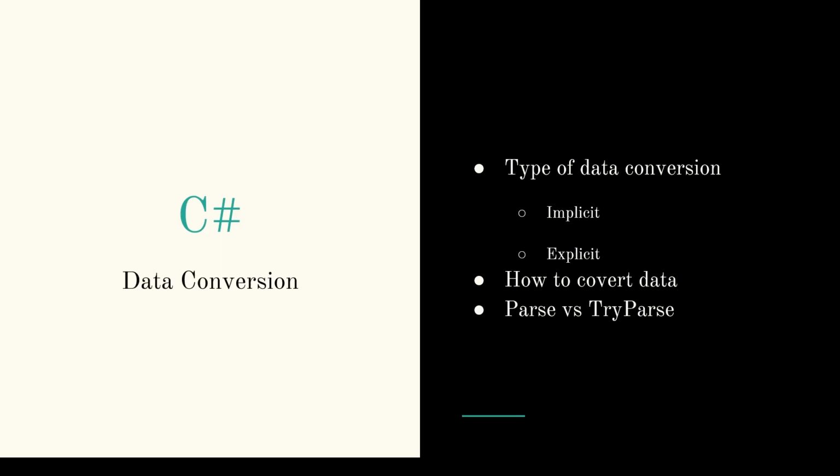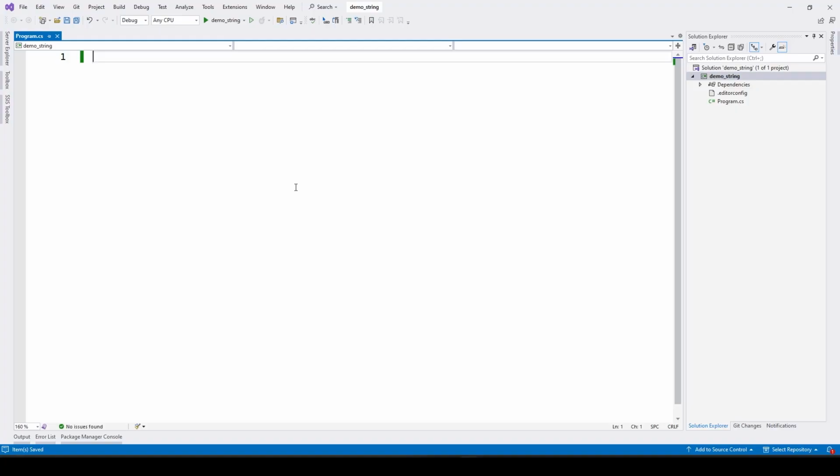In C#, data conversion can be performed using implicit conversion and it can be performed using explicit conversion. When we say implicit conversion, it is the type of conversion that will be automatically done by the C# compiler. Let's see this in Visual Studio. I have opened up my Visual Studio and created a basic program. So let's see how the implicit conversion is done by the C# compiler.